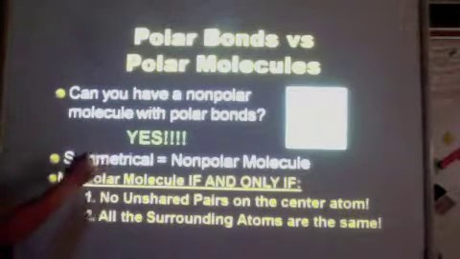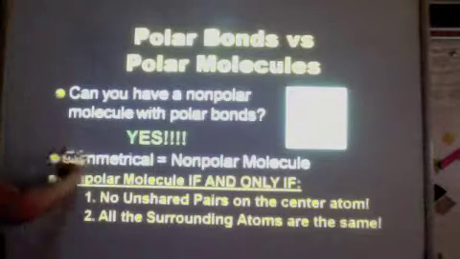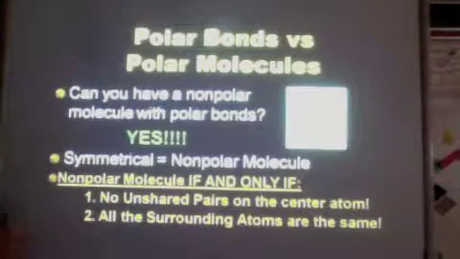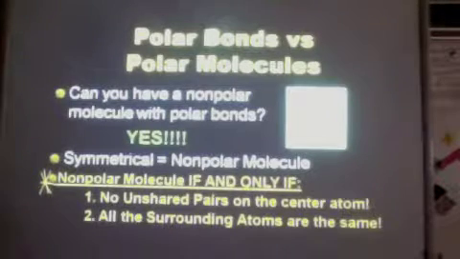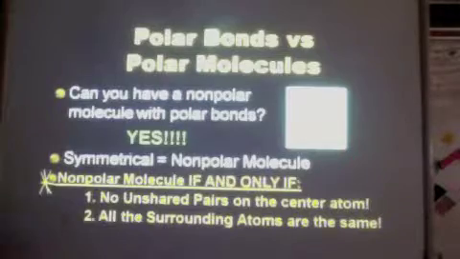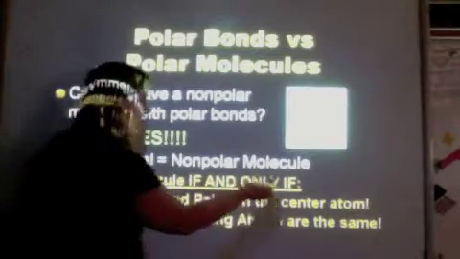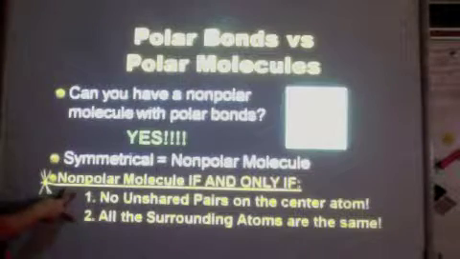if you have a symmetrical formula or symmetrical compound, when you draw it out, it is a nonpolar molecule. This is the key to this. You have a nonpolar molecule if and only if both of these two things happen.